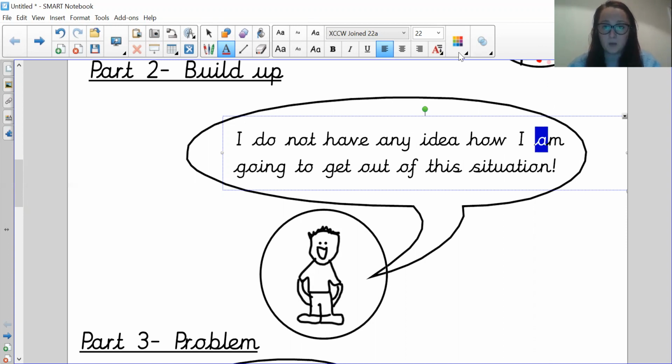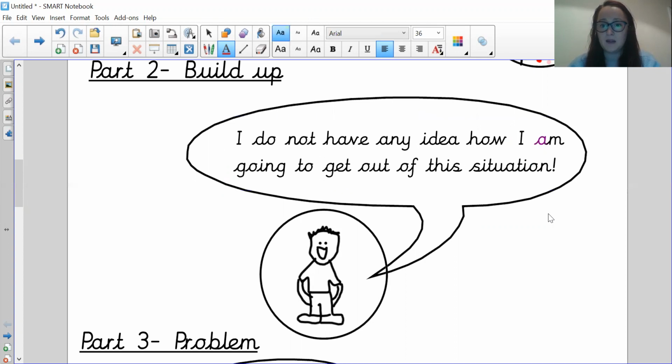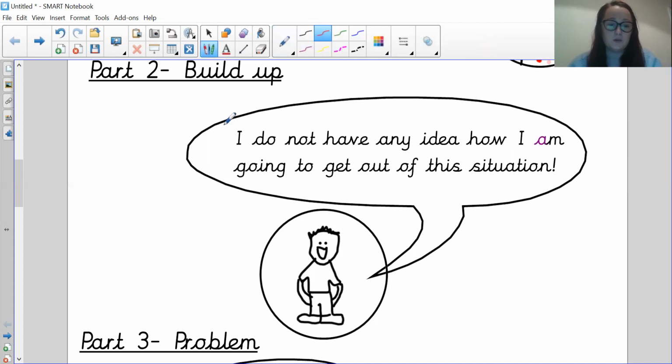I've purple penned my work just as we do in class. Okay, you can see I've purple penned it there. What do I need to do now, Year 3? I need to add my inverted commas, don't I? So I'm going to put them at the beginning and I'm going to put them at the end. Oh, dearie me, that's not a good inverted comma, is it?